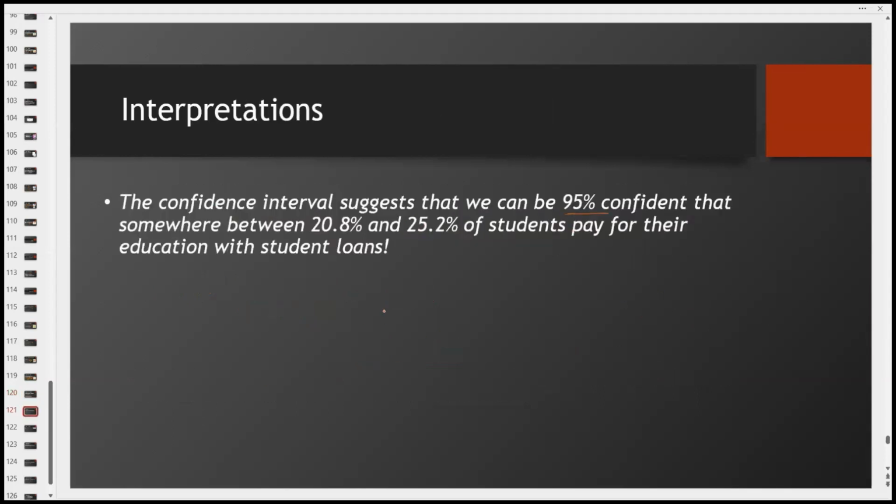We can be 95% confident that it is somewhere between 20.8% and 25.2%. We don't know where that number is. The true value could be close to 20.8. It could be close to 25.2, right? It might be in the 5% that we don't see, that's outside of this range. But we can be 95% sure that it's between these two values.